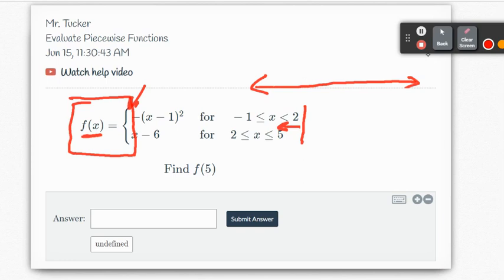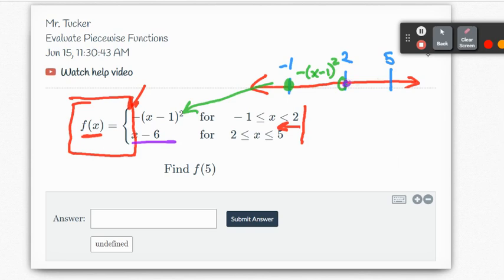Essentially, on a number line, this function starts at -1, then there's a break at 2, and then it continues and stops at 5. For everything from a solid dot at -1 to an open dot at 2, we use the definition negative x minus 1 squared. So any input, like 0 or -1/2, anything in there, I use this definition here.